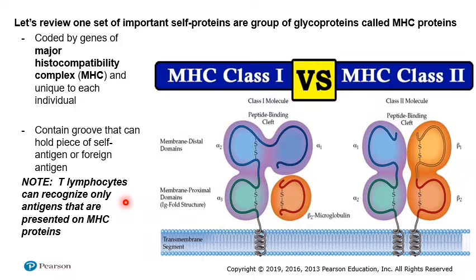Take note, T lymphocytes can only recognize antigens that are presented on the MHC proteins. The T lymphocytes that we're talking about now will not be able to recognize any antigens that are floating in the blood. They will not know that. They can only recognize the antigens if they are presented by the APC, the antigen presenting cells. So, needless to say, do we need the APCs? Yes, we need them very badly.